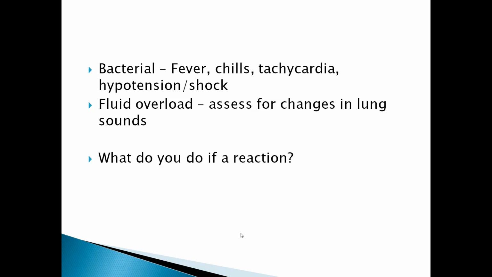Corticosteroids could be given. If somebody goes into shock because of a reaction, then we're going to do different procedures to maintain blood pressure. So fluids, isotonic fluids, medications to keep their blood pressure up. That would be important as well.